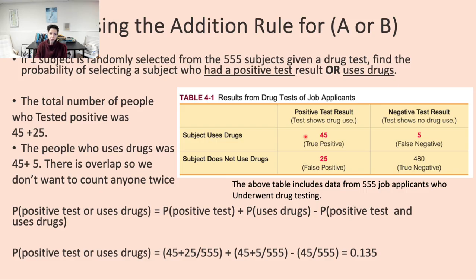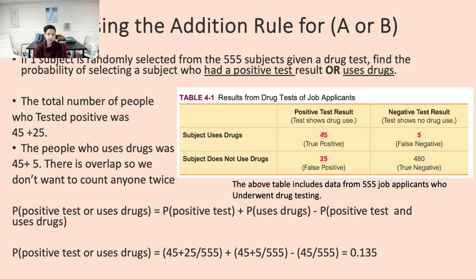So let's do an example. Now let's look at a different table of data. Here we've got a table that includes 550 job applicants, and they all underwent drug testing. They're divided up into subjects that use drugs and subjects that do not use drugs, and also into people who tested positive for drugs and people who tested negative.